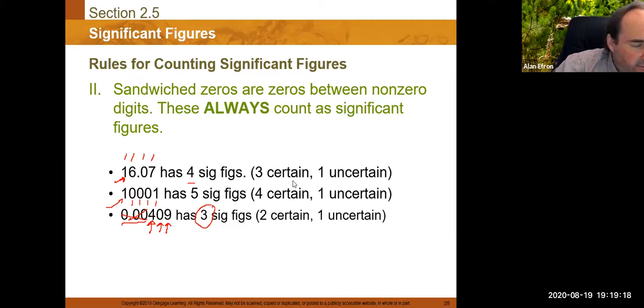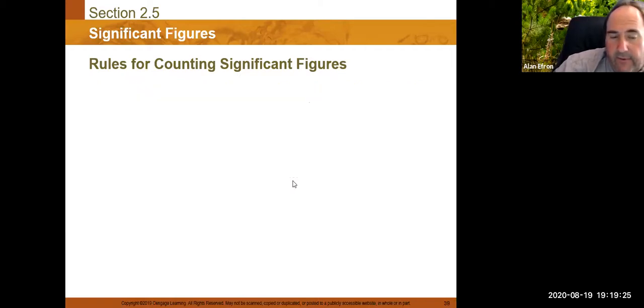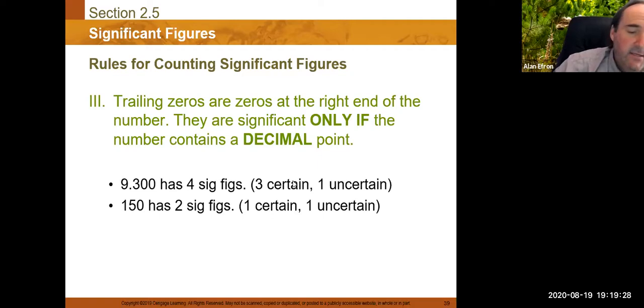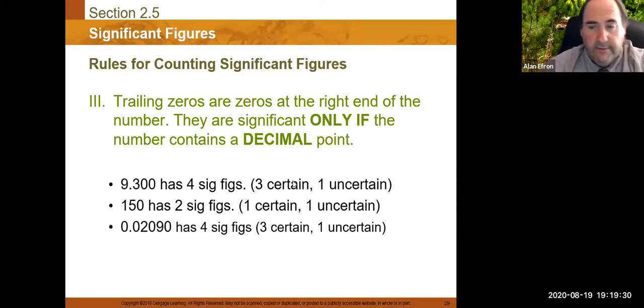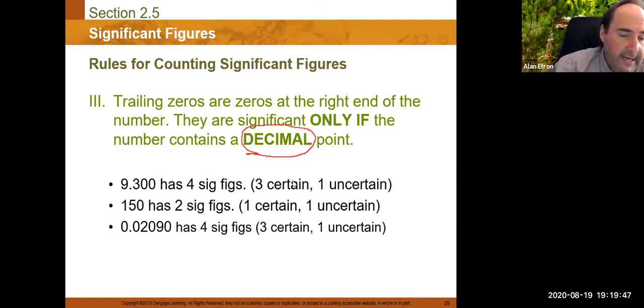So zeros before non-zeros, not significant. Zeros between two non-zero numbers are significant. And the last type of zero that really messes with people is the trailing zeros. These are the zeros that come at the end of a number, and they can be significant, they may not be significant. What really determines whether or not the 0 at the end is significant is whether there is a decimal point in the number. The decimal point does not have to be next to the 0. It just needs to be somewhere in that number for it to be significant.